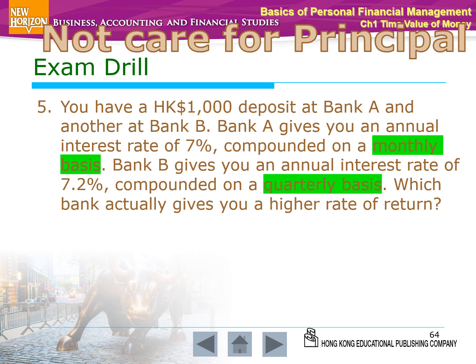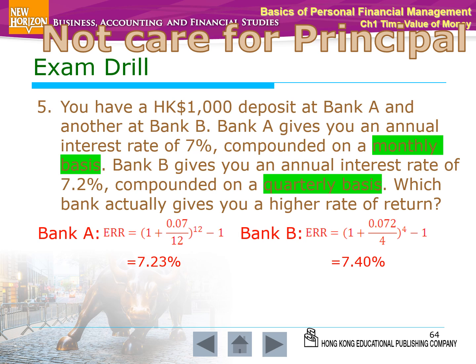You have a Hong Kong $1,000 deposit at Bank A and then at Bank B. Bank A gives you an annual interest rate of 7% compounded on a monthly basis. Bank B, quarterly basis. You see which bank actually gives you a higher rate of return. Very simple. Monthly means 7% over 12 to the power 12 minus 1. That means 7.23%. For Bank B, quarterly means divided by 4 to the power 4 minus 1. The ERR is 7.4%, which is higher than the ERR offered by Bank A.